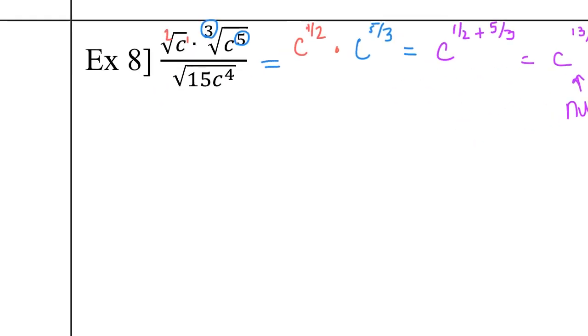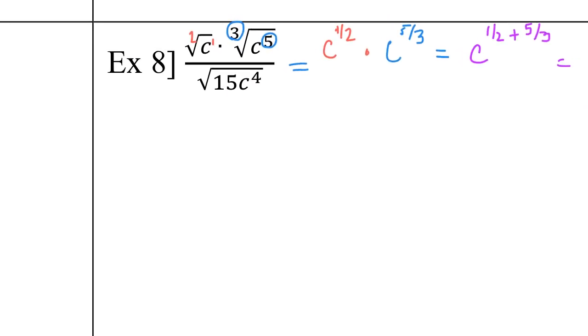Now let's go work with the denominator. So square root of 15c to the 4th. Changing this over isn't as easy as the other one because they don't have the same exponent. 15 has an exponent of 1 and c to the 4th has an exponent of, well, 4. So we're actually going to have to use the multiplication property to split this up.